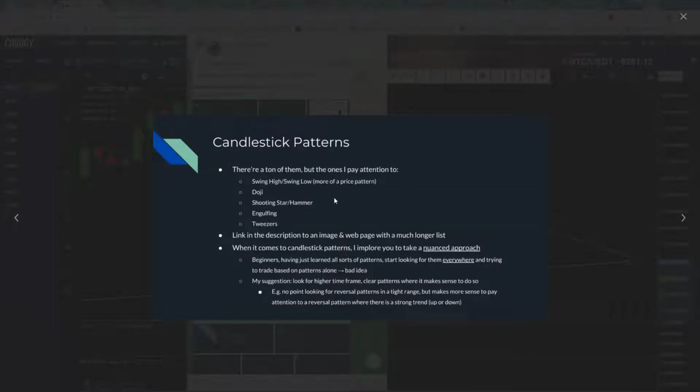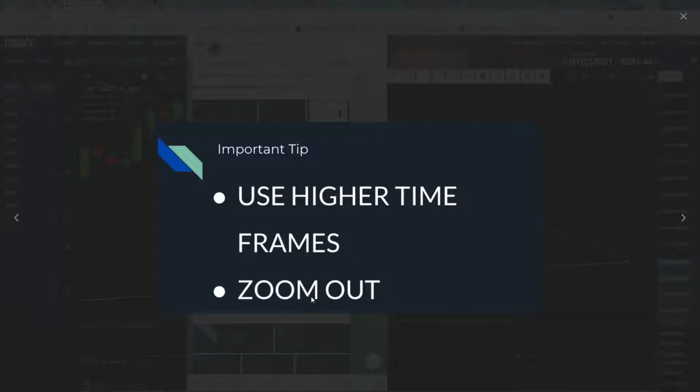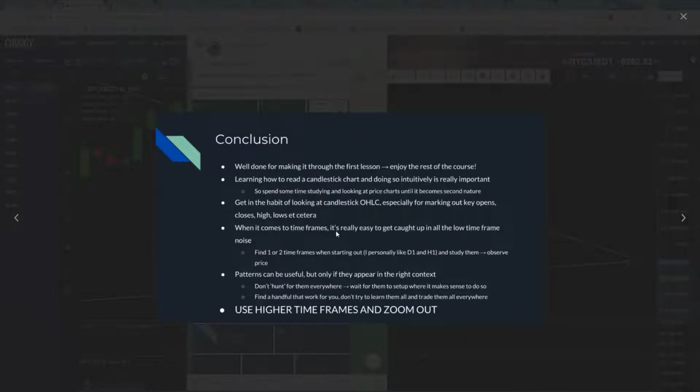Candlestick patterns. There's a ton of different candlestick patterns. I post them all the time. Doji, swing high, swing low, shooting star, hammer, engulfing, tweezers. When it comes to candlestick patterns, again, you don't want to use these solely to make trades, but you want to have them come into play. So if you have a reversal candle, you want another indicator to work with it, your RSI, your MACD. You want a couple of indicators to work with the candlestick patterns to give you more validity in your trade. Again, use higher time frames, zoom out.